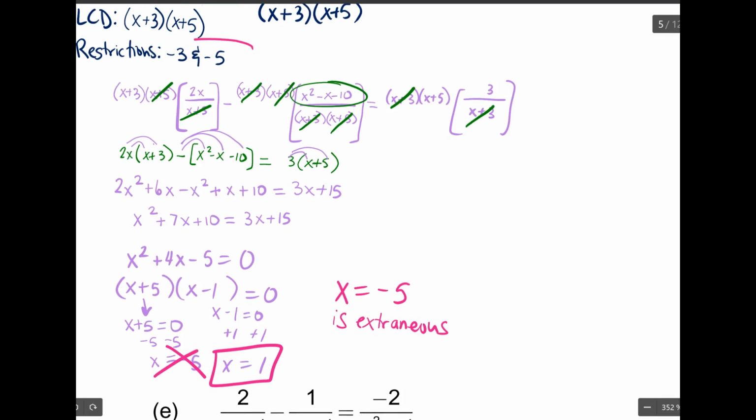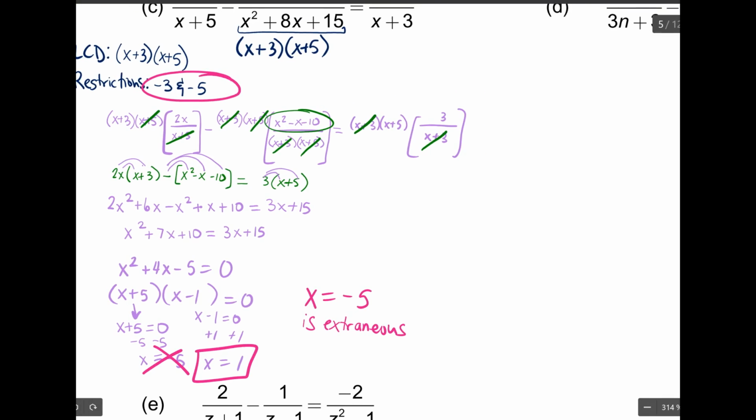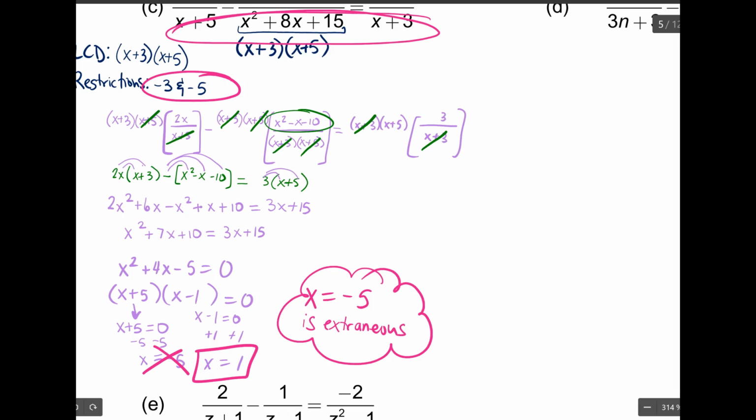So up here, I looked at what values of x would make my denominator equal to 0. If x equaled negative 3, if x equaled negative 5. At the end, one of the zeros I found was x equals negative 5. But that's extraneous. That's why I crossed it out. I think the negative 1 was a different problem.